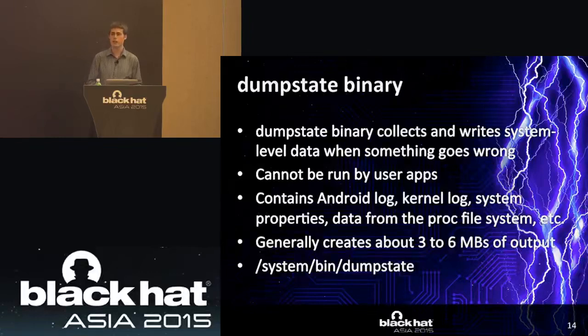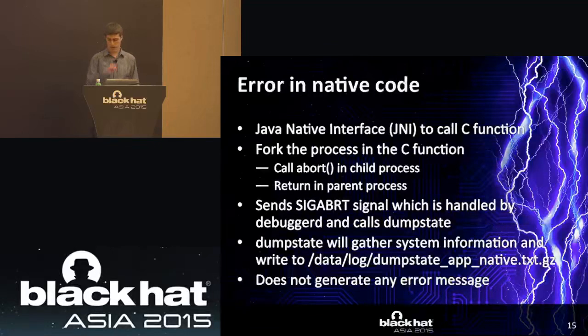So the dumpstate file is usually 3 to 6 megabytes. It contains the Android log, the kernel log, system properties, as well as a lot of data from the proc file system. And below is the actual path to the binary.